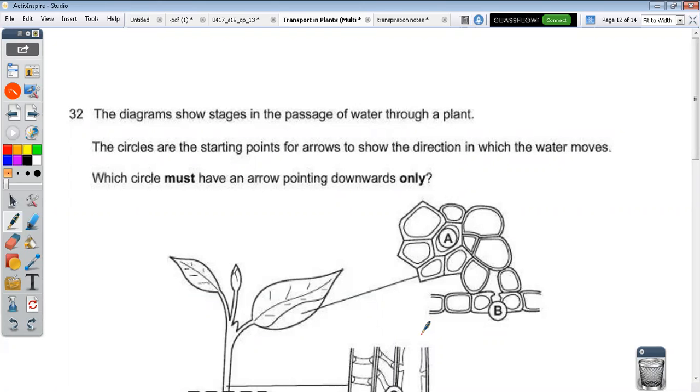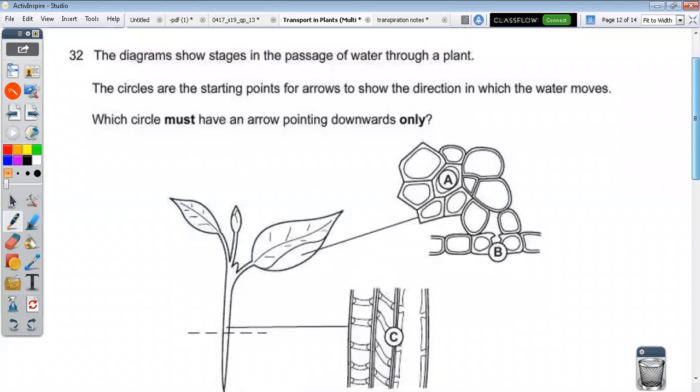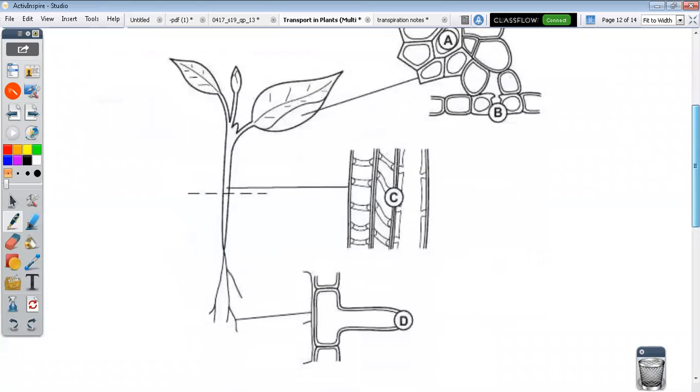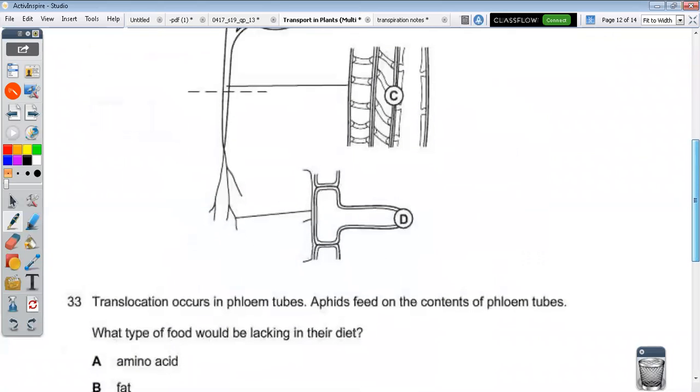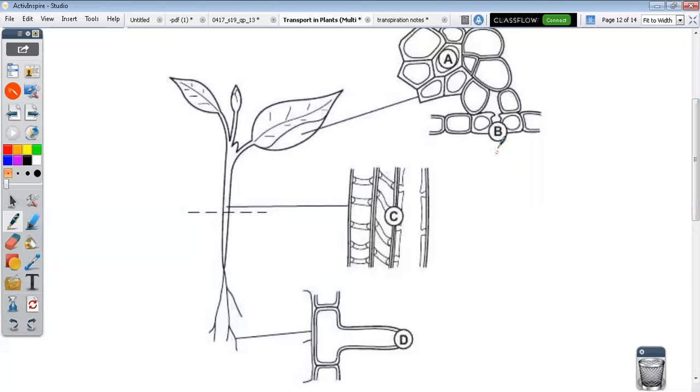The diagram shows the two stages in the passage of water through a plant. The circles are the starting points for arrows to show the direction in which water moves. Which circle must have an arrow pointing downwards? An arrow pointing downwards. So what are the arrows showing? Direction in which water moves. So the stomata, water is moving away. Downwards, out. Clear?